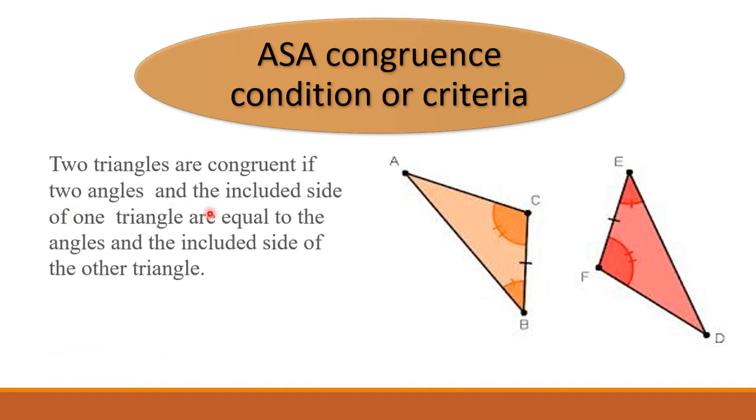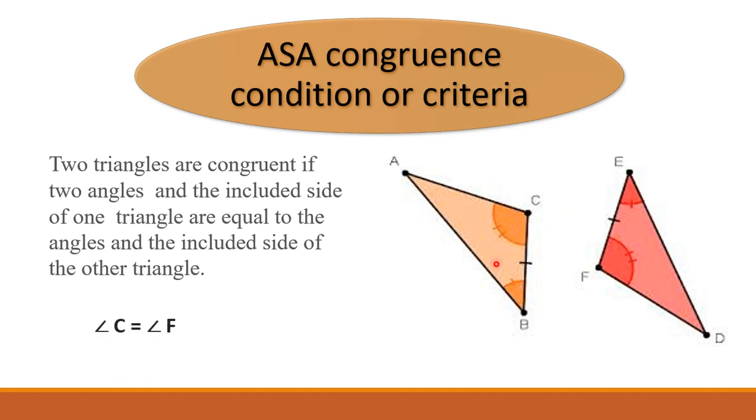So we can say the two triangles are congruent if two angles and the included side of one triangle are equal to the angles and the included side of the other triangle. Now, what is the meaning of included side? As in the previous slide we observed the included angle, the vertex common to two sides. Here, the side lying between the two angles is known as the included side. So CB and EF are the included sides in these two triangles.